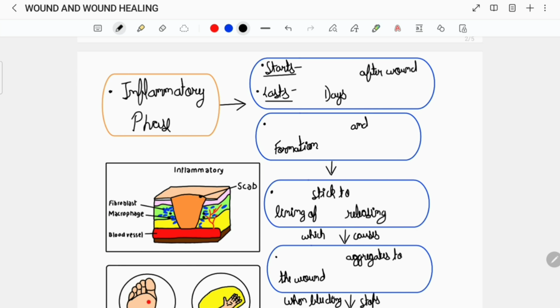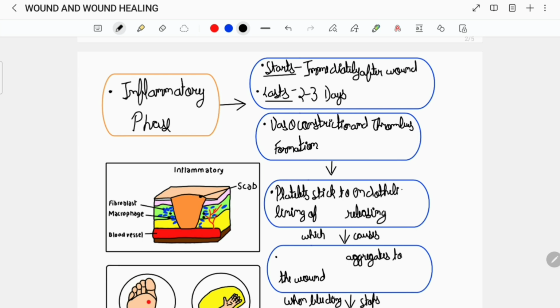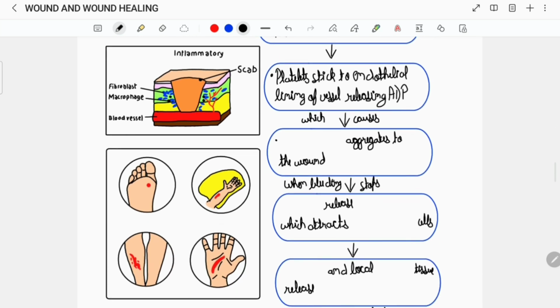The inflammatory phase starts immediately after the wound and it lasts for about 2 to 3 days. It is characterized by vasoconstriction and thrombus formation. The platelets stick to the endothelial lining of the vessel, releasing adenosine diphosphate, which causes thrombocytic aggregates to fill the wound.